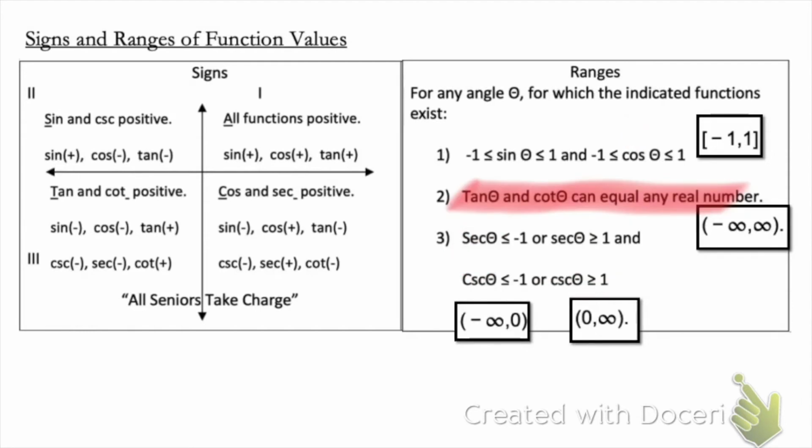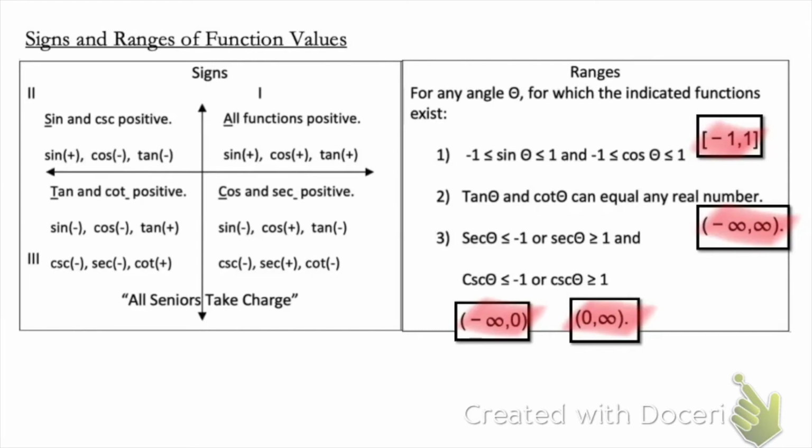Tangent and cotangent can be any real number. Your homework may actually write these ranges in a different way. So they might not write -1 less than or equal to cosine theta less than or equal to 1. They might write it as a bracket and then -1 comma 1 with a closed bracket. That just means all the numbers between -1 and 1, including -1 and 1.